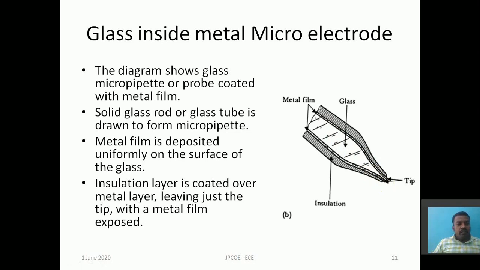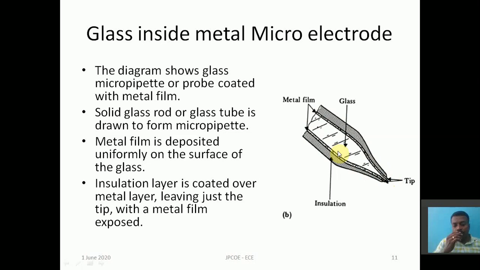Then a metal film is deposited over this glass rod, and the metal film acts as an electrode. After that, an insulation layer is coated over this metal film, just leaving the tip. Only the tip is exposed, and all the remaining parts are insulated.